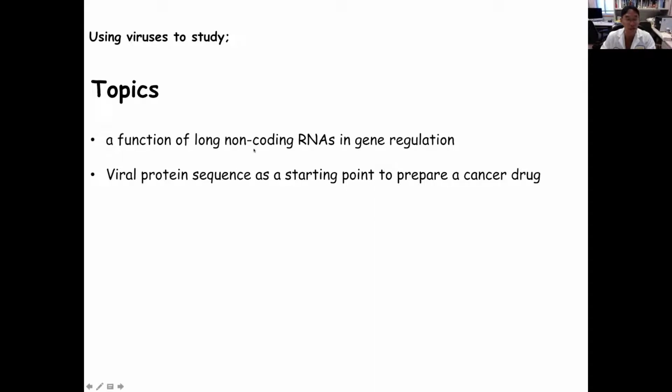One is the function of non-coding RNA in general gene regulation. And also I want to show an example of how we can utilize viral protein sequence, the protein-protein interaction, as a starting point to generate a cancer drug.